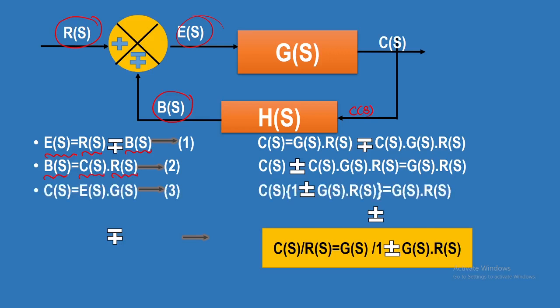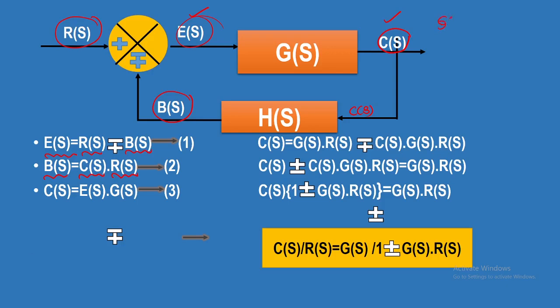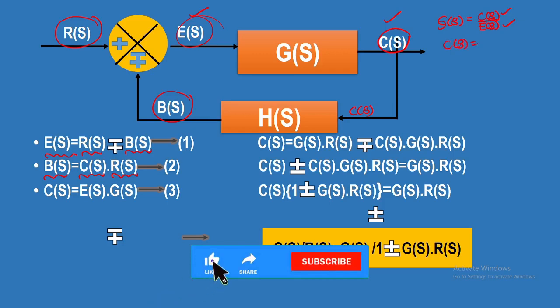Third equation: if you observe, what is C of S? Here for C of S, the input is given as E of S and the output will be your C of S. So we can write G of S as C of S divided by E of S. That is the output you are getting, and this is the input you are giving for this G of S. Then C of S can be written as E of S into G of S.